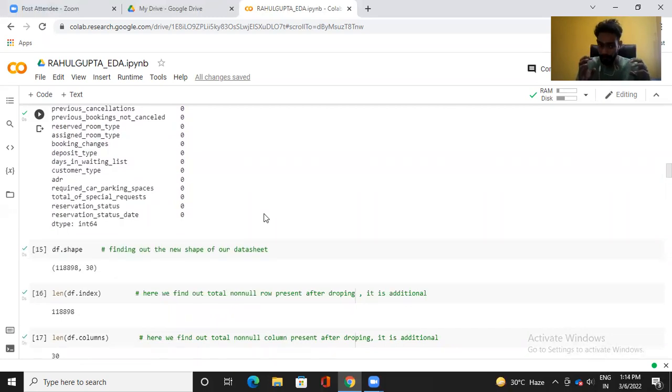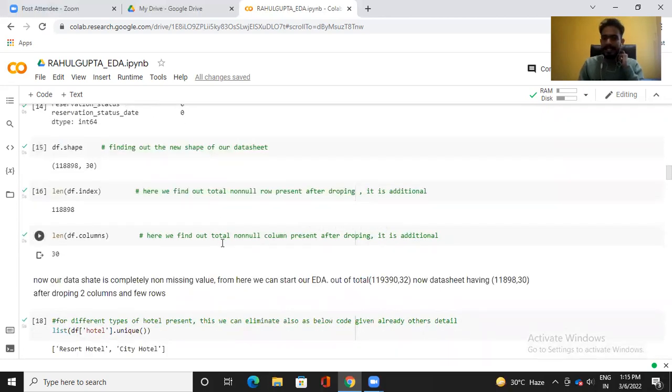The methods we used were dropping of data, dropping of columns, and dropping of rows. After that I checked how many rows and columns are left in our data using df.shape. After dropping, we had around 1,18,898 rows left and 30 columns, because we had already dropped two columns. Then what is the next step?